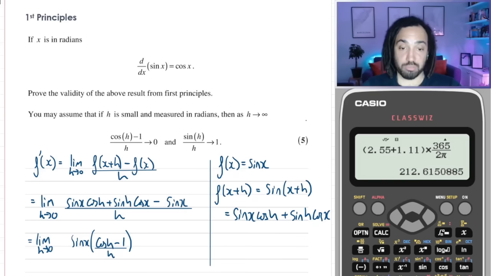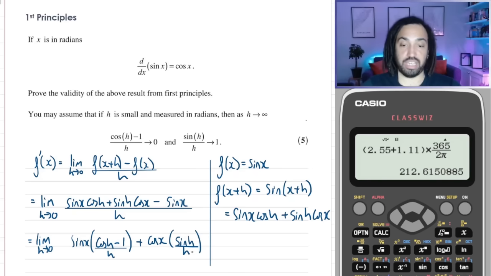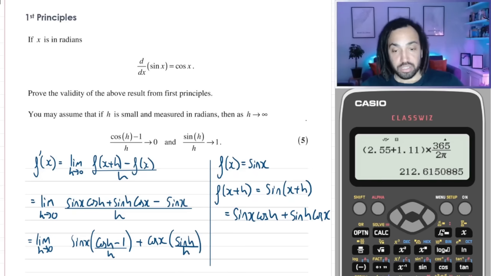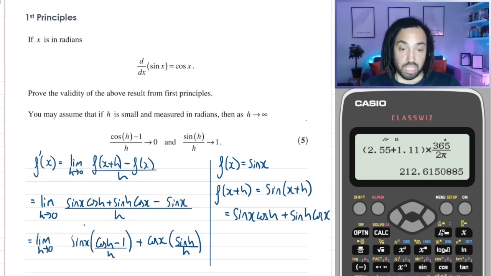Now what have we missed out? We've missed out this term here, and we can take out a cos x of that, which just leaves sine h there, and we can write that over h like that. So just check to make sure that this expands out perfectly to give you the line above, which it does, so I'm pretty happy with that.